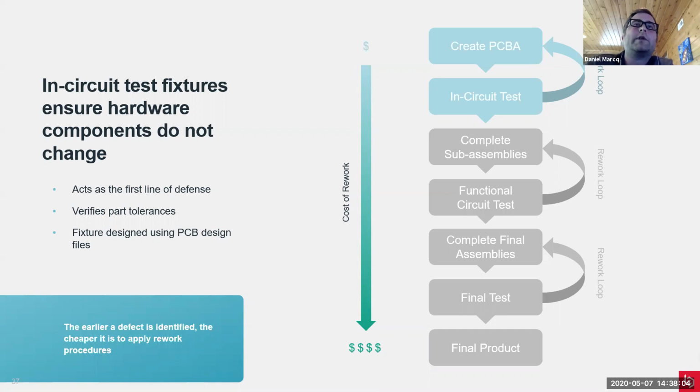The main takeaway on it too is that it is going to verify part tolerances, especially if you have a lot of critical components that have to be within tolerance. There are ways to design these fixtures to do all that for you. And again, as capital goods, they do cost significant money to build out these bed of nails devices.